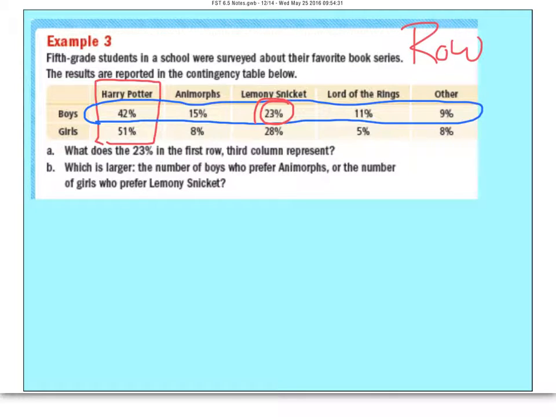Okay, part B: which is larger, the number of boys who preferred Animorphs or the number of girls who preferred Lemony Snicket? So the boys in Animorphs is right here. The girls in Lemony Snicket is right here. Now the question is which is larger, and they're talking about numbers. These are percentages, so we have to figure out how we can get a number count. As of now, there's not enough information to figure this question out. I need to know how many boys there were in total, and how many girls there were in total, to figure out a count. So we can't do part B.